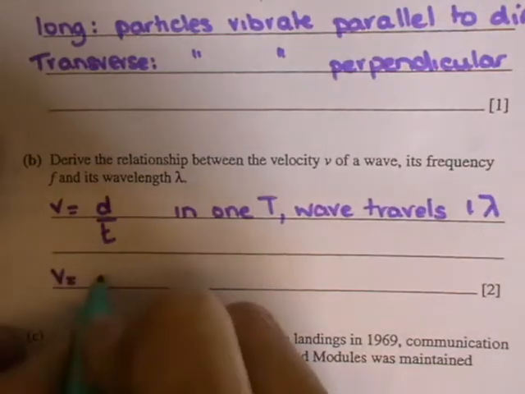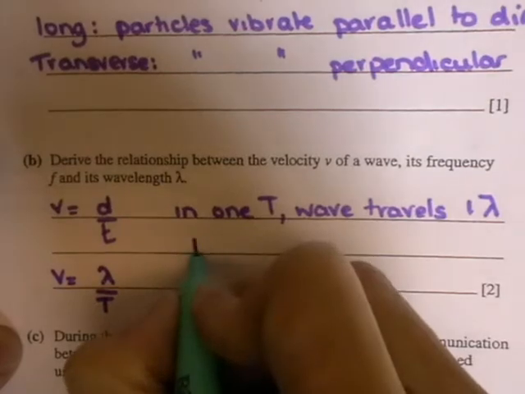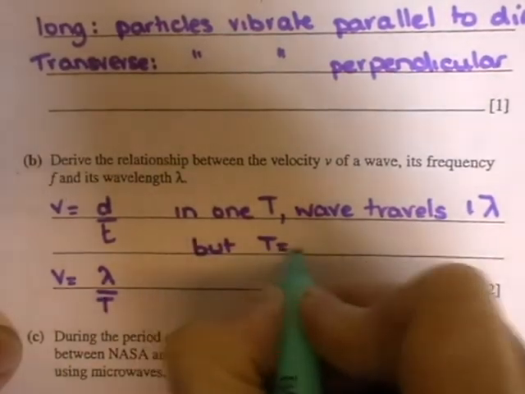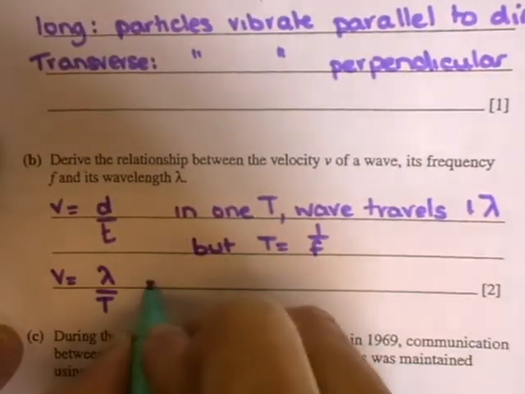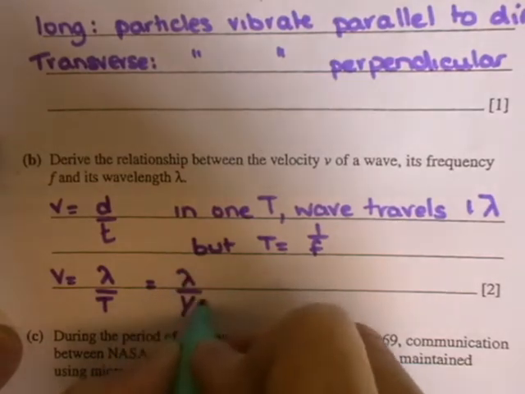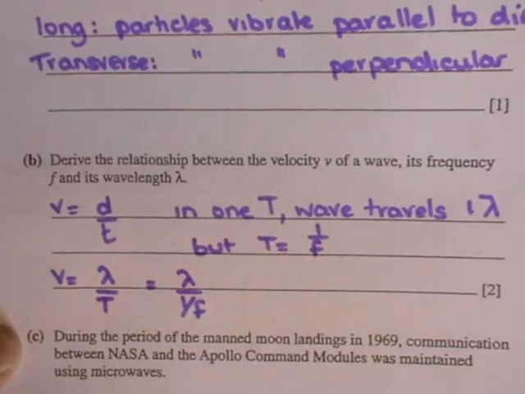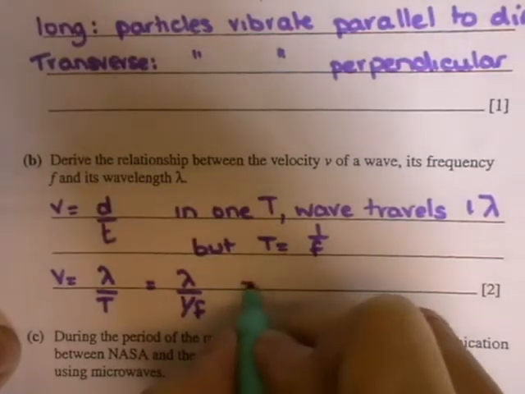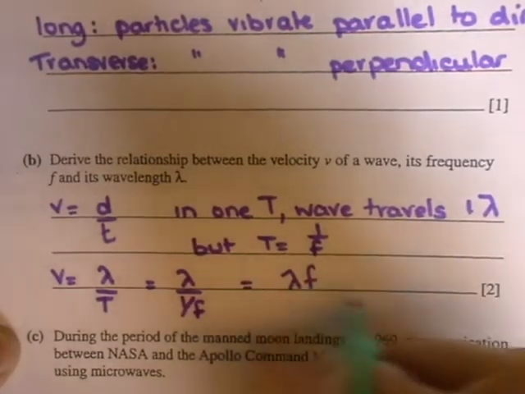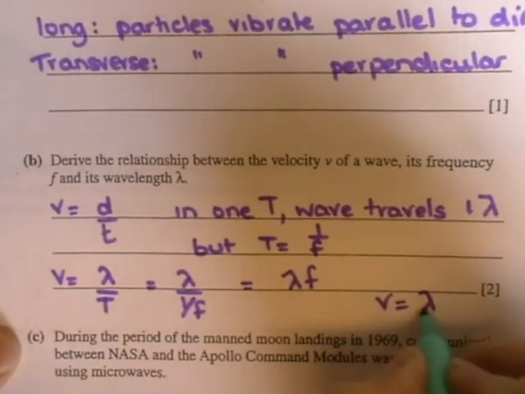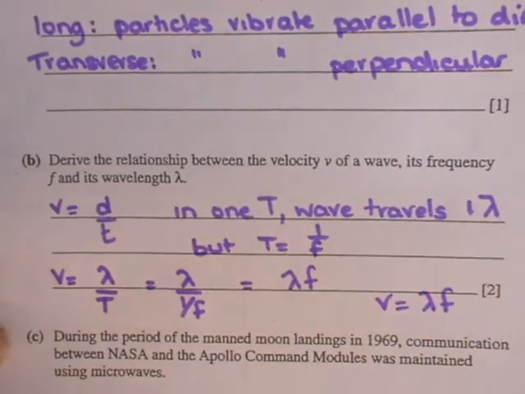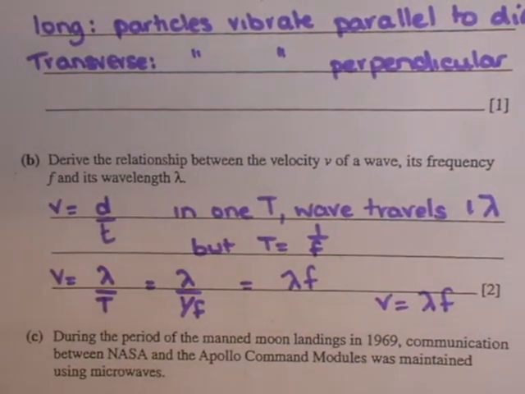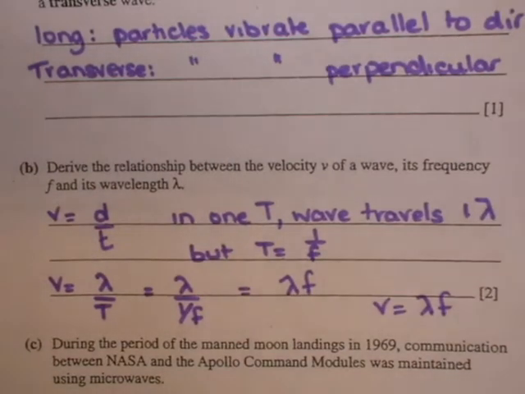So v is equal to lambda over t, but t is equal to 1 over f. So that's equal to lambda over 1 over f. And when you divide by a fraction, it's the same as multiplying it by it upside down, and that gives you lambda f. So v is equal to lambda f. And again, that's a derivation that you have to know.